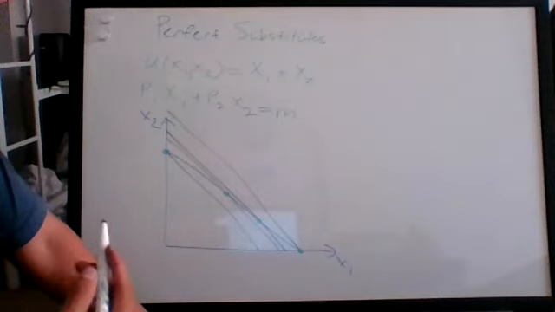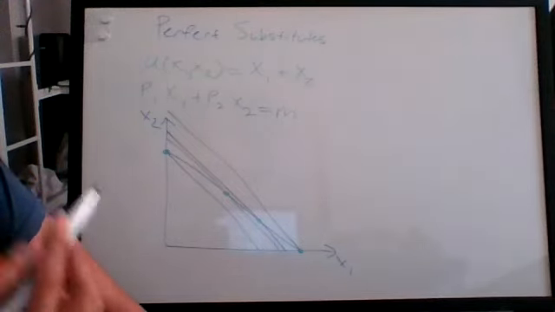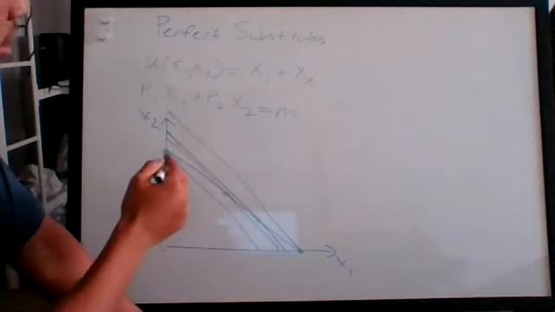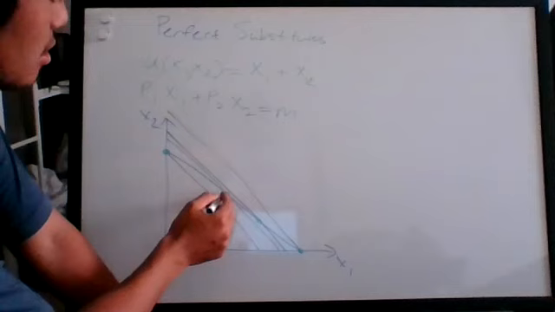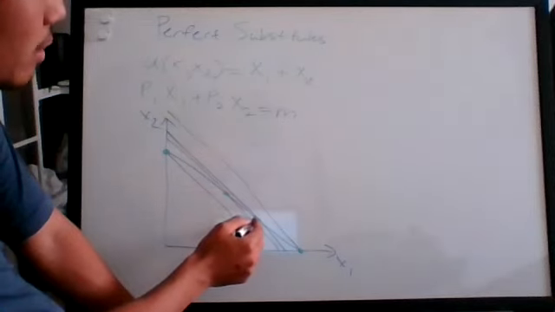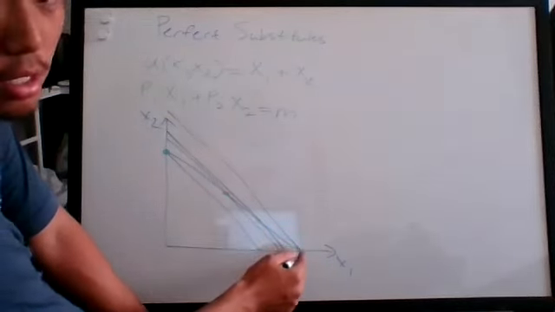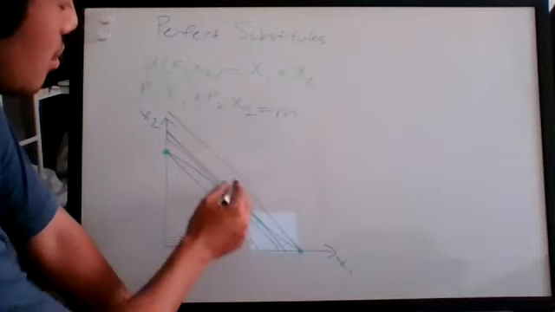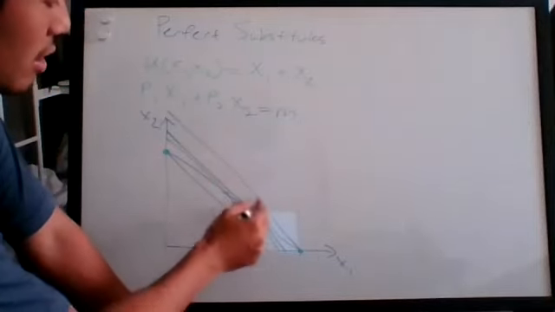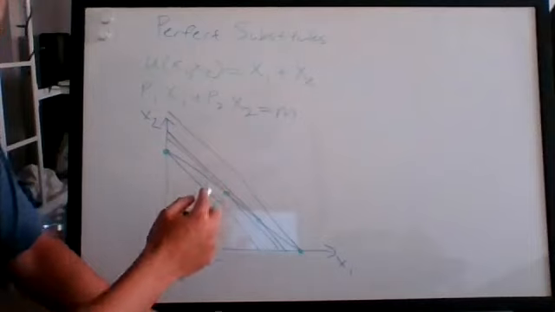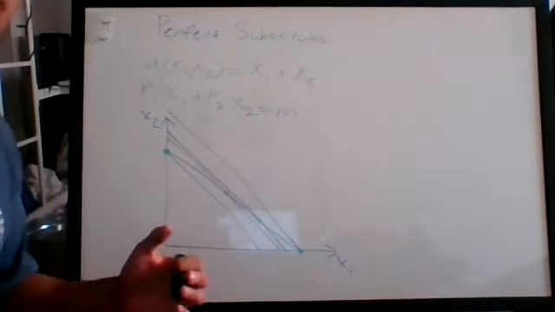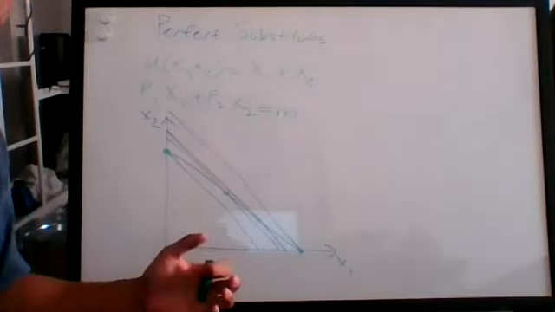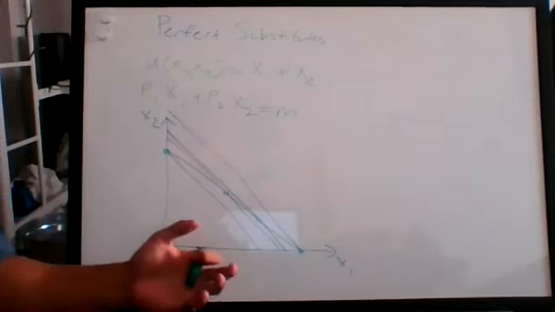However, they don't provide the same amount of utility. You can clearly see that this point provides less utility than this point, which provides less utility than this point, which provides less utility than this point, because this indifference curve is the furthest out. That means you're paying the same amount, but you're getting more utility. You're getting more bang for your buck in this case.